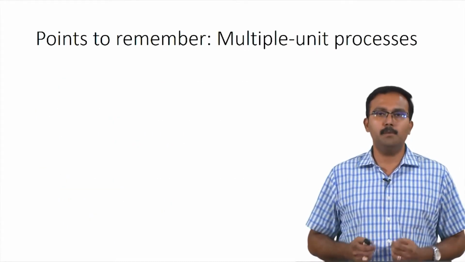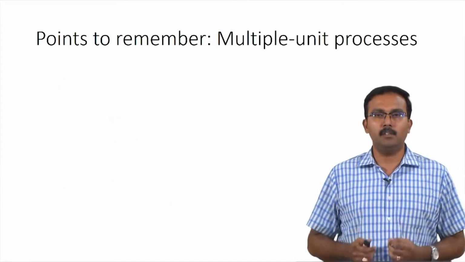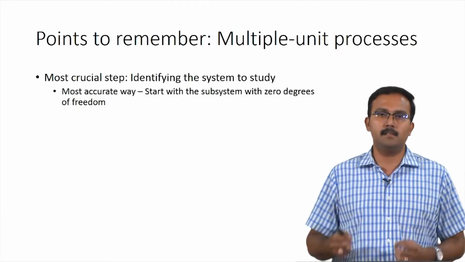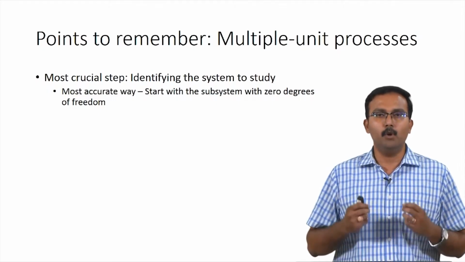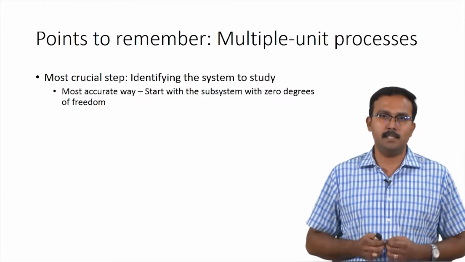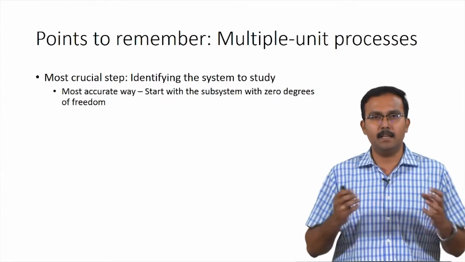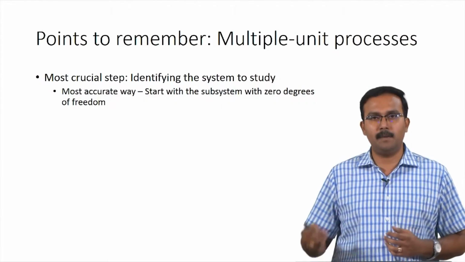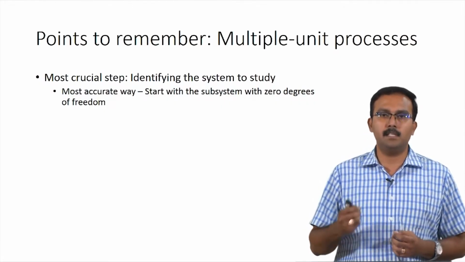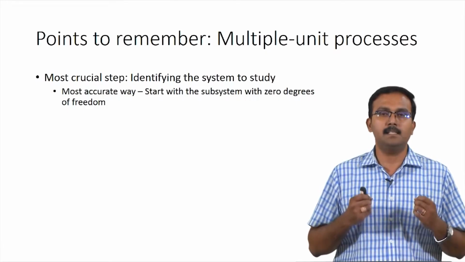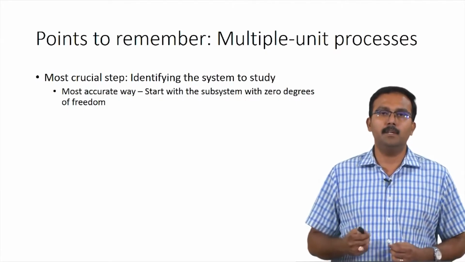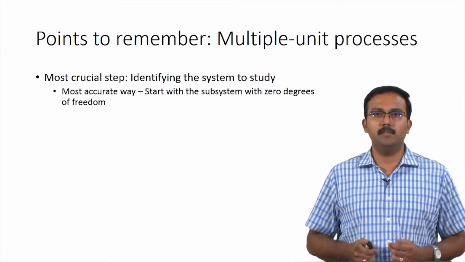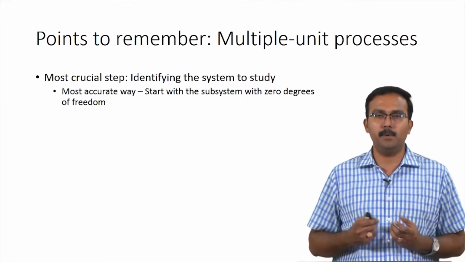When we talk about multiple unit processes, the important concept which we need to learn and master is to identify which system to start with. The most accurate way of choosing a system would be to divide the entire process into different subunits and perform the degree of freedom analysis to identify which system has 0 degrees of freedom and start calculations from there. However, this technique is extremely tedious and time consuming. Because of this, there are more efficient and simpler ways to start with.